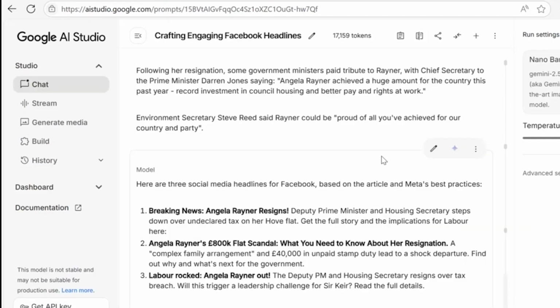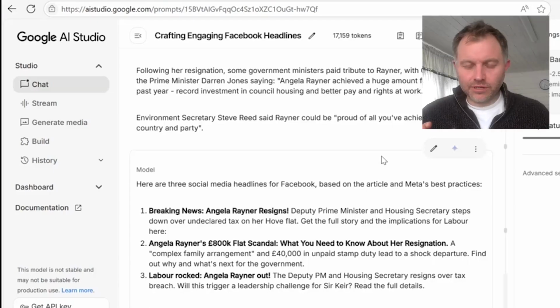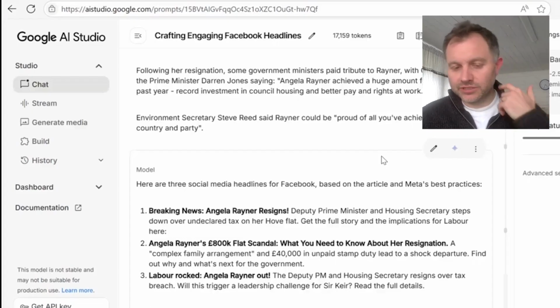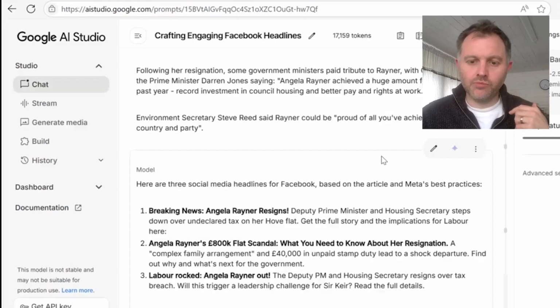So these are the 3 social media headlines it suggested for Facebook, based on the article and the best practices that Meta have suggested. So again, one of the things that's consistent across both SEO and social media is that Angela Rayner is obviously considered a significant enough politician for her to have that name recognition, and her name being in all the headlines. The first suggestion is that it's a breaking news headline. The second includes the price of the flat and what we need to know about her resignation.